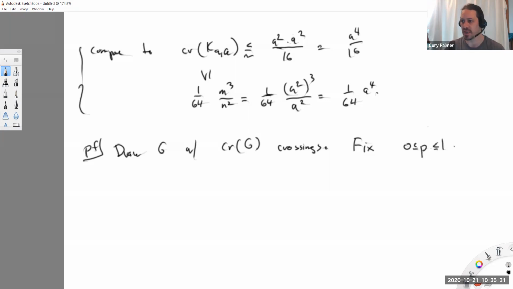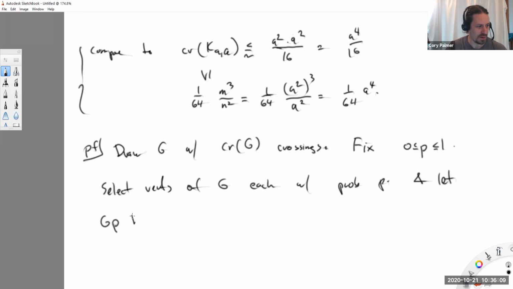Actually, I won't determine it, I'll just tell you how we arrive at it. We're going to choose some probability, and here's my experiment. I'm going to choose vertices at random from the drawing of G. With probability P, I examine a vertex and flip a biased coin, and keep that vertex or not. So select vertices of G, each with probability P. This obviously creates a probability space. I'm not going to go into the full details, but this is an easy to understand experiment. And let G_P be the induced subgraph of those vertices selected.